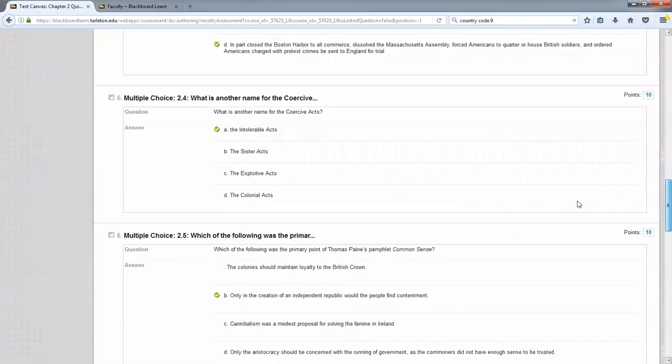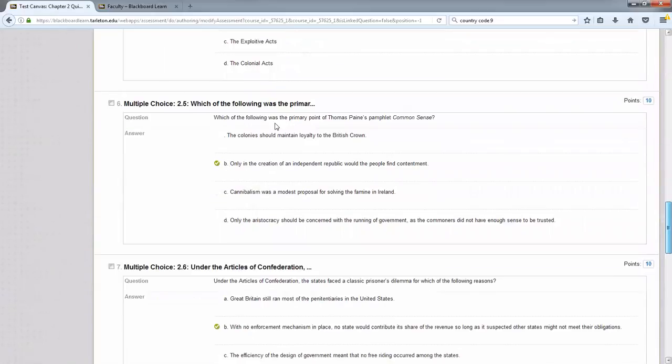What is another name for the Coercive Acts? I just answered that one for you. The Intolerable Acts. They were intolerable. Which of the following was the primary point of Thomas Paine's pamphlet, Common Sense? The point was that only in the creation of an independent republic would the people find contentment. There was this picture of a snake, you remember it from your textbook, and the snake was all the colonies that had been put together, and once they were disjointed, they were not happy and whole. So it was basically a propaganda piece, a very well done propaganda piece, for independence.